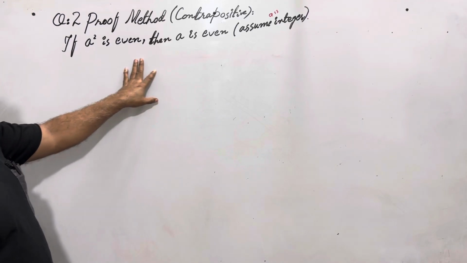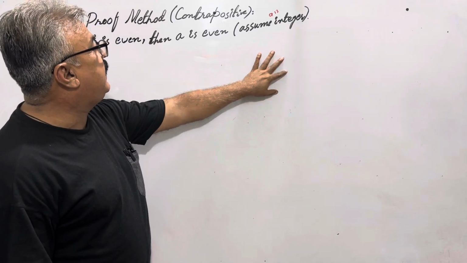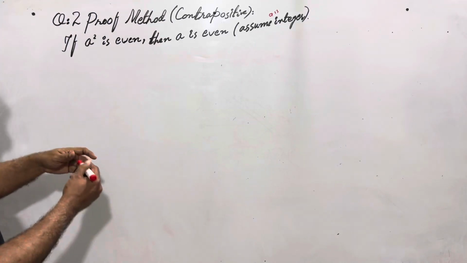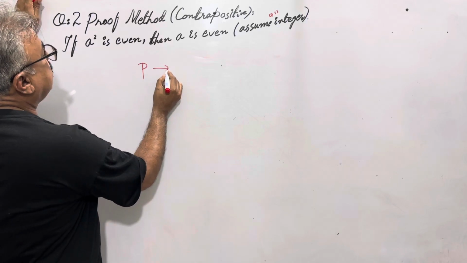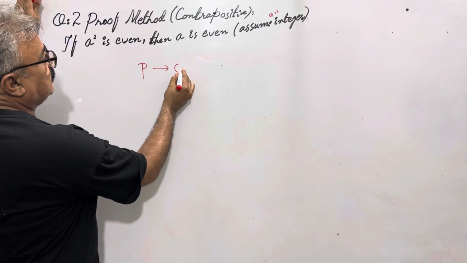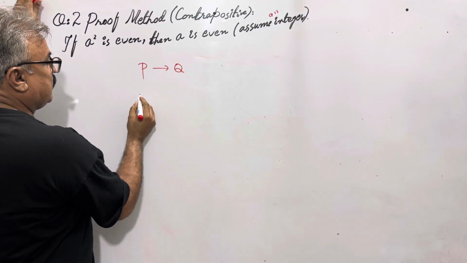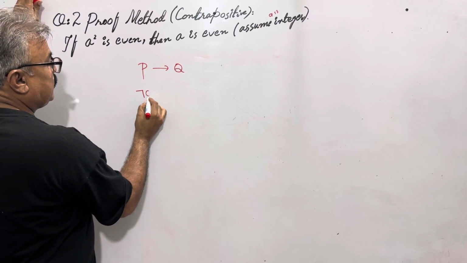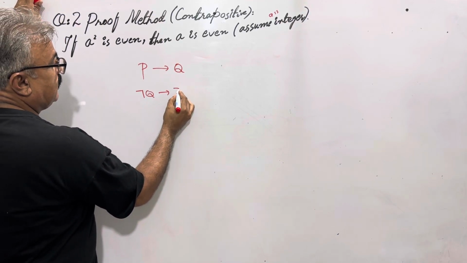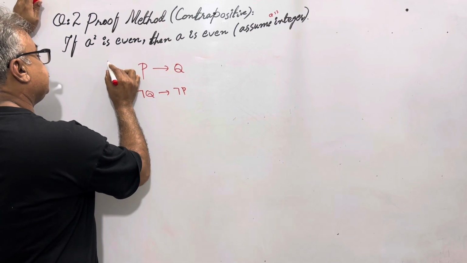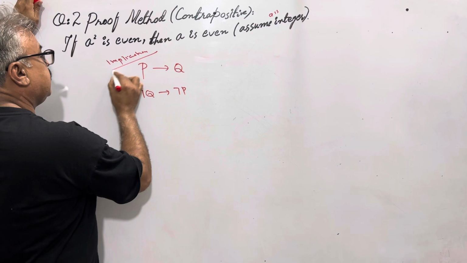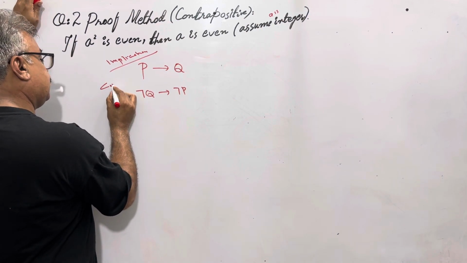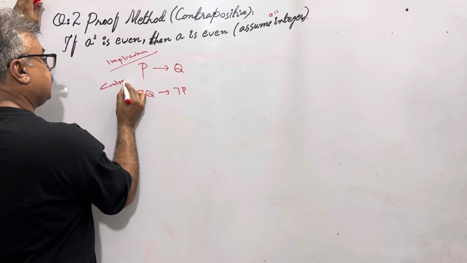If a square is even, then a is even, where a is an integer, no doubt a is an integer. From discrete mathematics, we are familiar that P implies Q. Its contrapositive is given by negation of Q implies negation of P. This is implication, simple implication. Then this is the contrapositive of this implication.